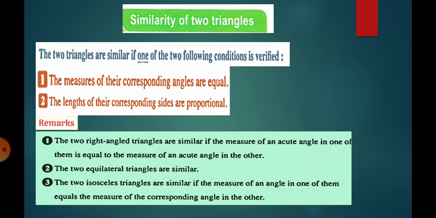Two isosceles triangles are similar if the measure of an angle in one of them equals the measure of the corresponding angle in the other. We know in an isosceles triangle, two sides are equal and the two angles are equal. If we find the angle in the first triangle equals the corresponding angle in the second triangle, then the two isosceles triangles are similar.